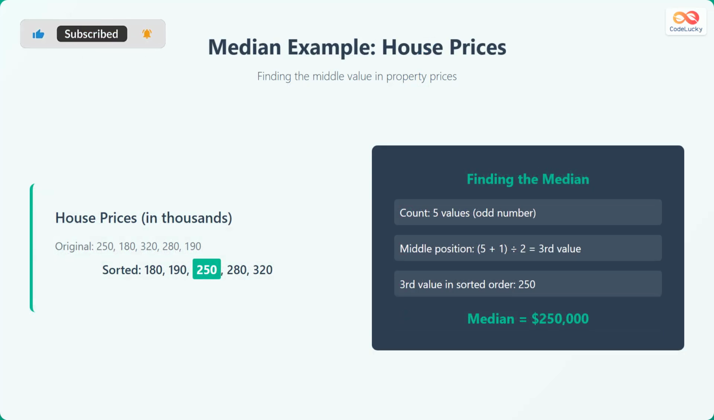Let's illustrate the calculation of the median with an example involving house prices. Suppose we have the following house prices in thousands of dollars: $250, $180, $320, $280, and $190. First, we sort these prices in ascending order: 180, 190, 250, 280, and 320. Since there are 5 values, which is an odd number, the middle position is calculated as 5 plus 1 divided by 2, which equals the third value. The third value in the sorted list is 250. Therefore, the median house price is $250,000.